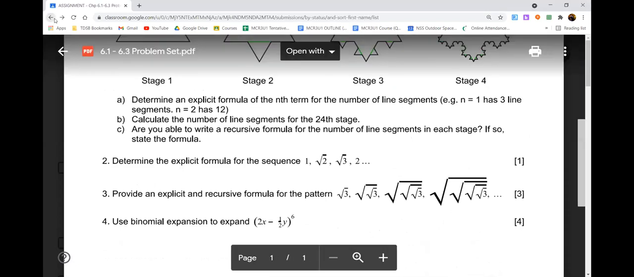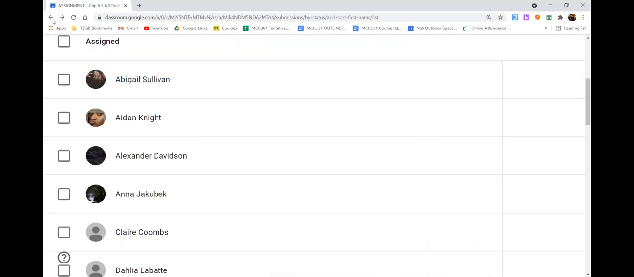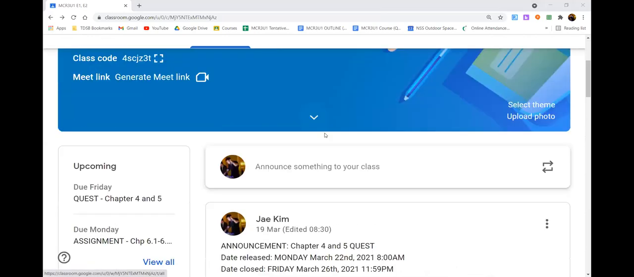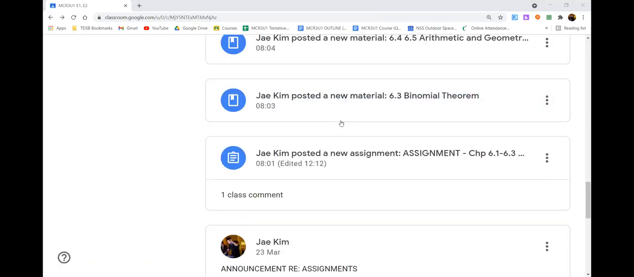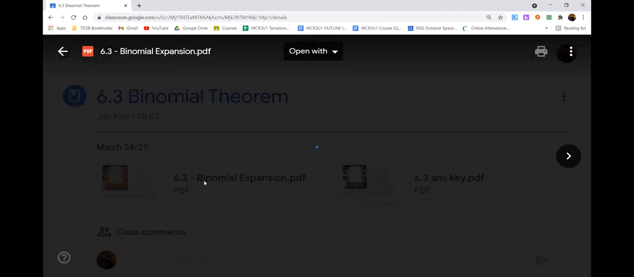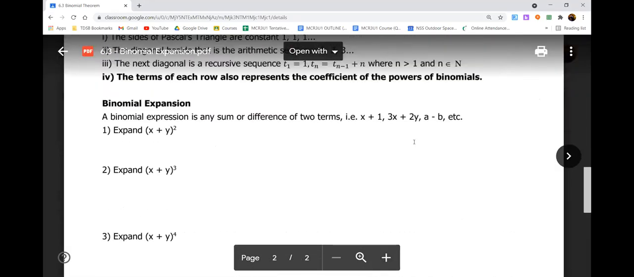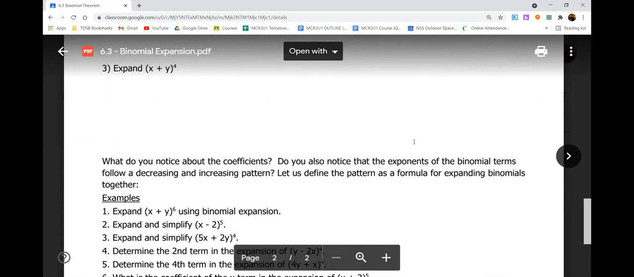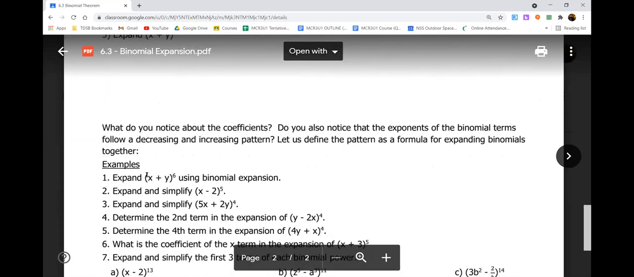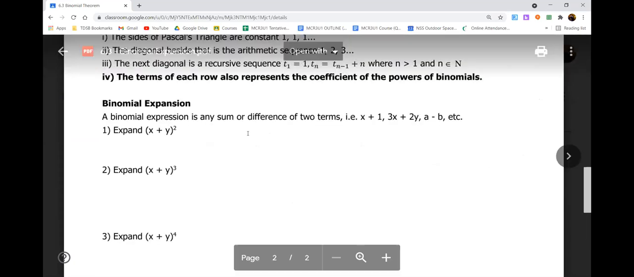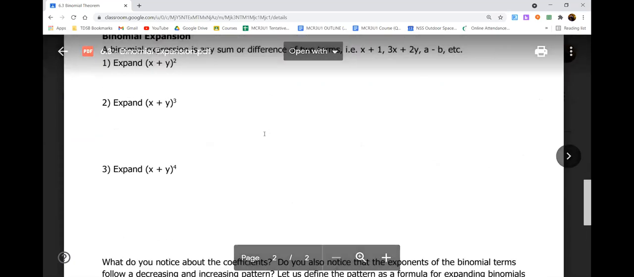Shoot, I totally just lost our original. Where is it? Binomial theorem. All right, here we go. Here's how we do it. Everyone ready? I'm going to go ahead and, oh no, it's cleared and I can't get it back.